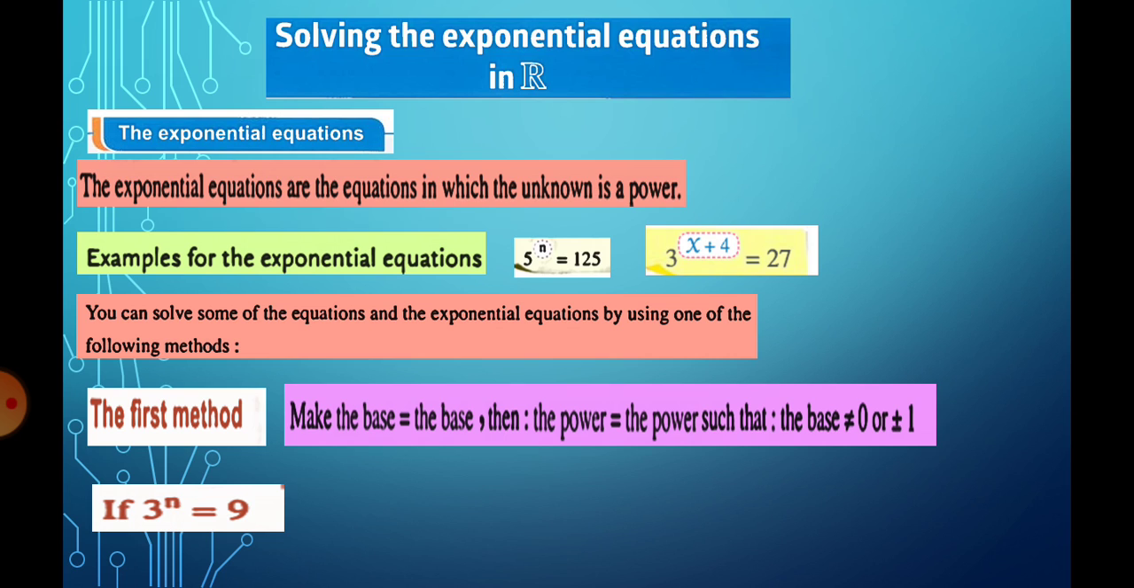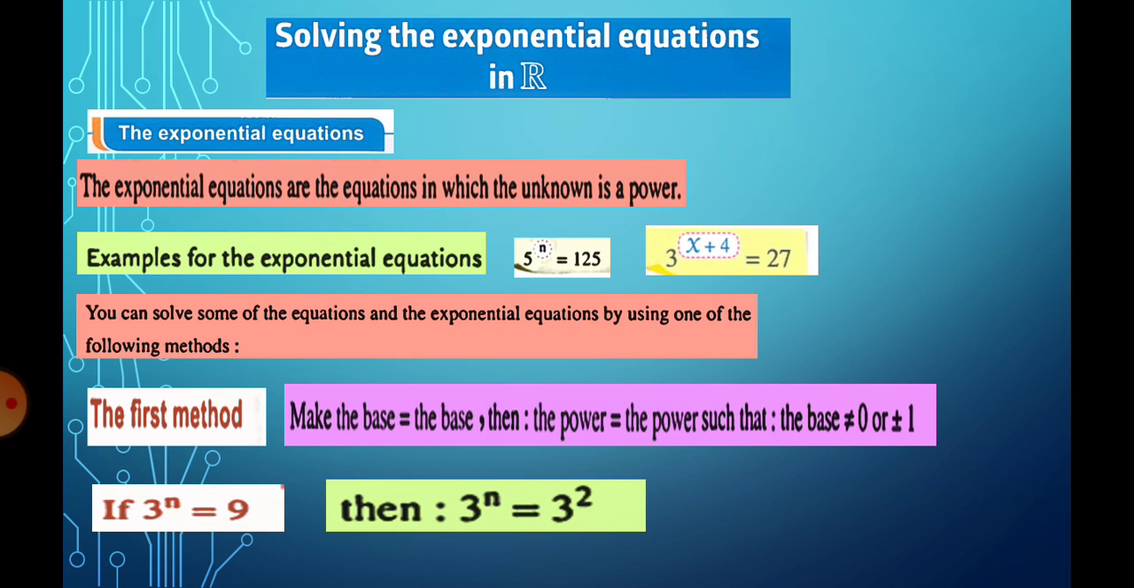Here the equation is 3 to the power n equals 9. 9 means 3 to the power 2. So we can write 3 to the power n equals 3 to the power 2. Here the base equals the base, then the power equals the power, then n equals 2.